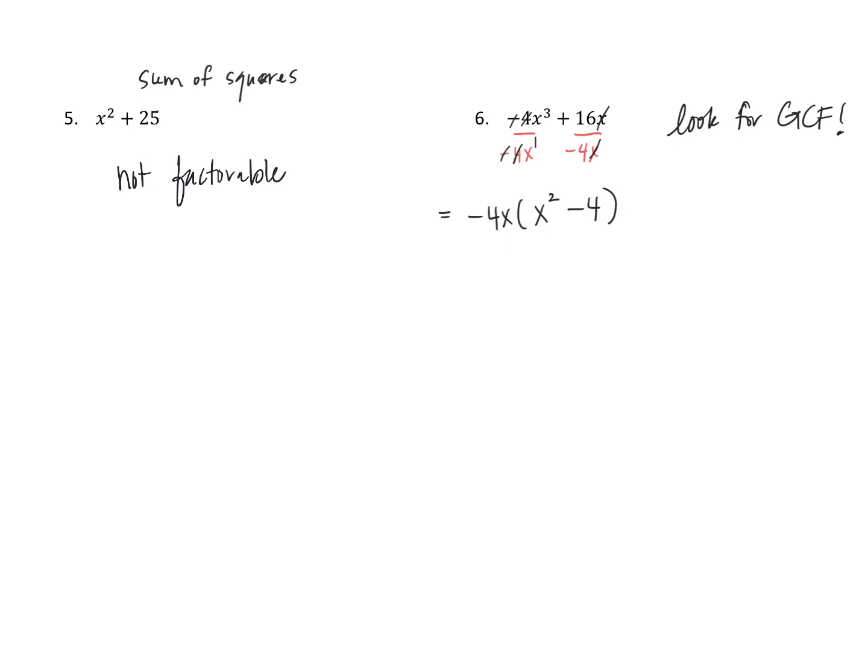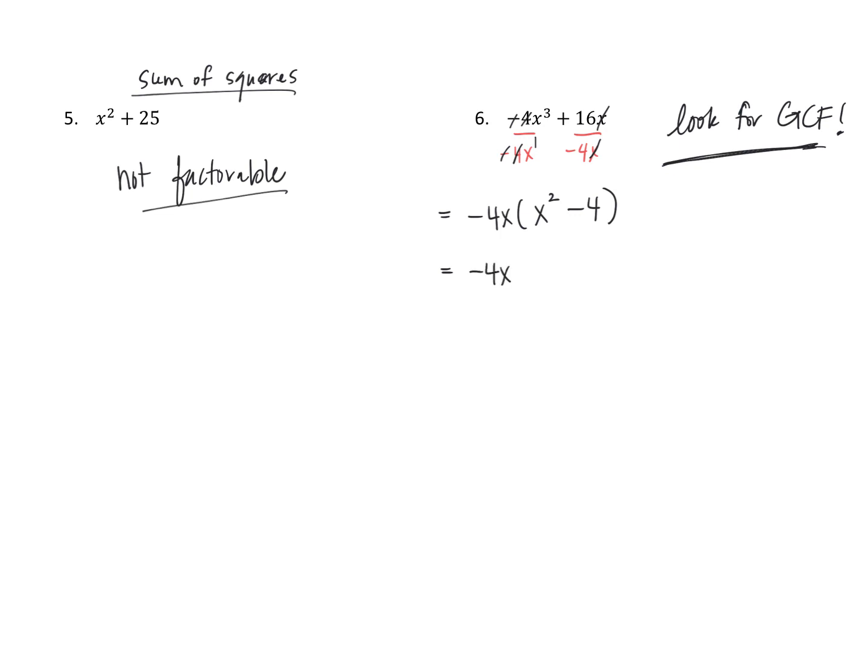Okay, notice since I divided out that negative, now in the parentheses, I do have a minus. So now I have a difference of squares, and I can factor that again. So remember to look for a GCF, okay? And remember that a sum of squares is not factorable. So two kind of tricks to this section.